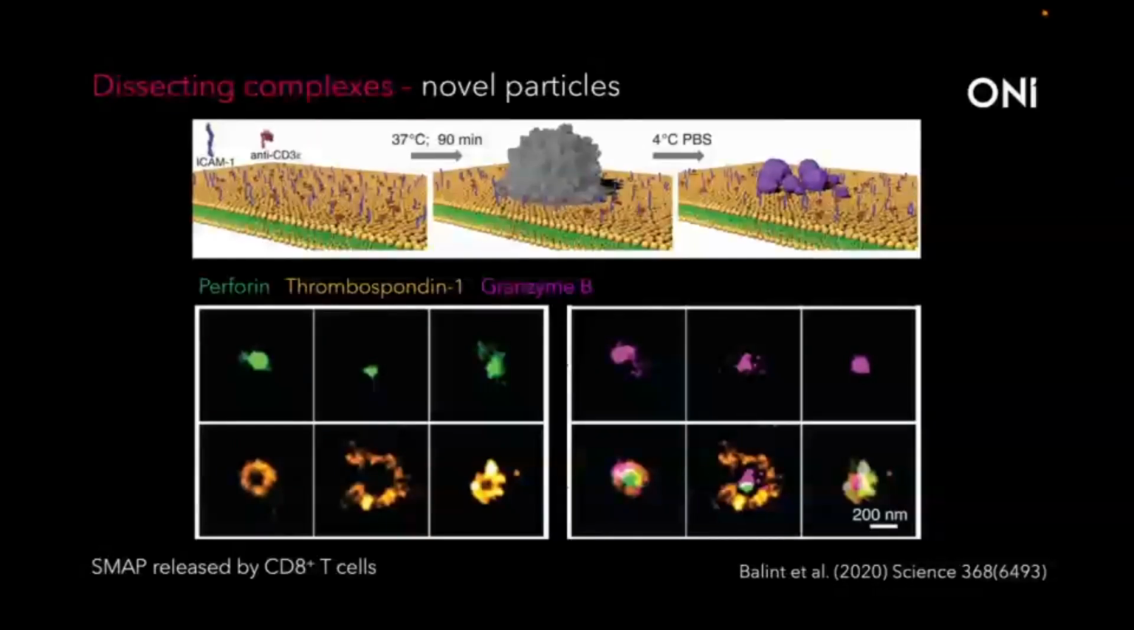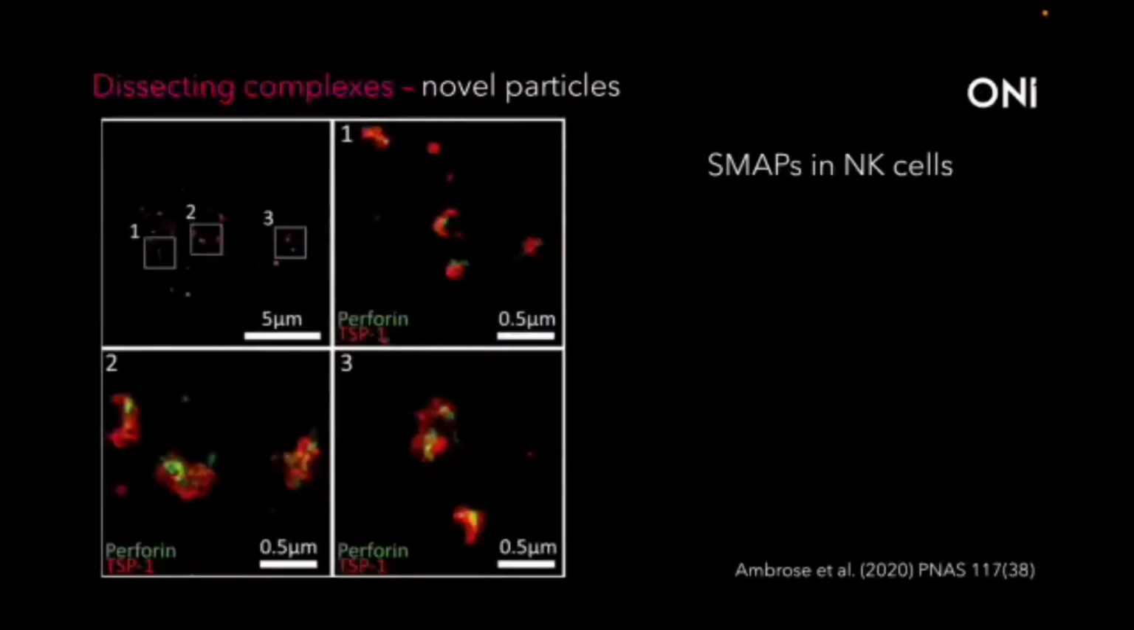It was a novel mechanism of cell killing that had not previously been understood, and it was only able to be reported because of super resolution. This has gone on, and Dan Davis's group have reported the same particles in natural killer cells. And so it is quite likely that similar particles exist in other lymphocytes.